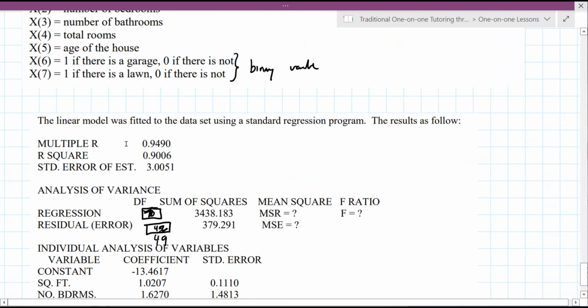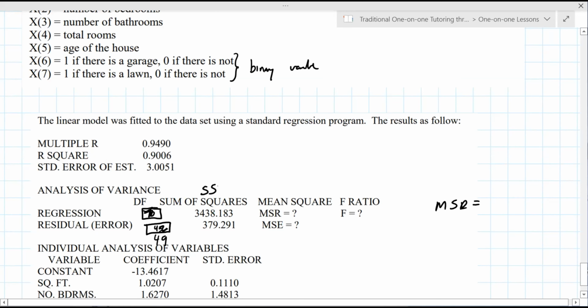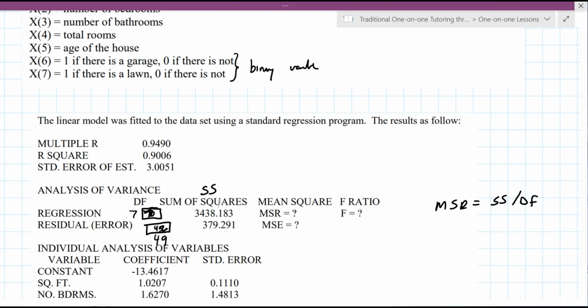Okay, now mean square regression, MSR, is, and this is called a sum of squares, SS divided by degrees of freedom. So the number in this question mark right here is 3483.183 divided by 7. It's always divided by the degrees of freedom. That's why we needed to get the degrees of freedom first. So let me grab a calculator.